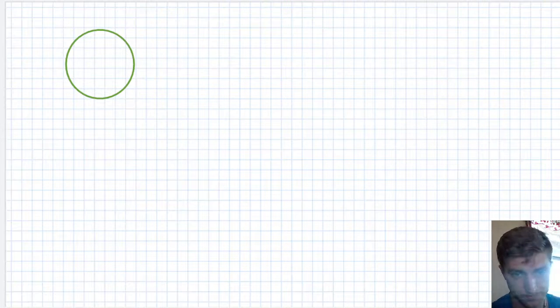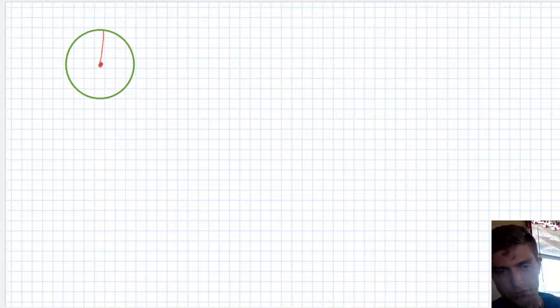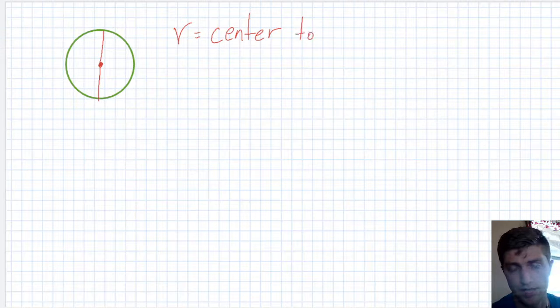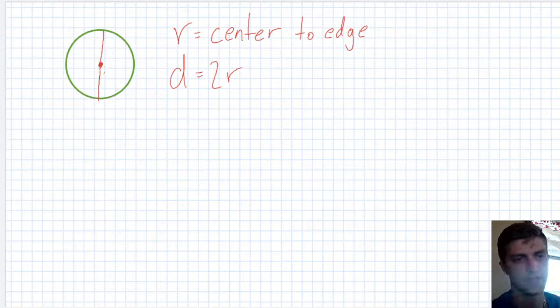So circles have a few main points. They have one called the radius, and the radius is the center of the circle to the outside of the circle. The diameter is all the way across, going through the middle. So we got radius equals center to edge. We've got diameter, which equals 2 radiuses, because we have one radius here and the other here. They just get added together.